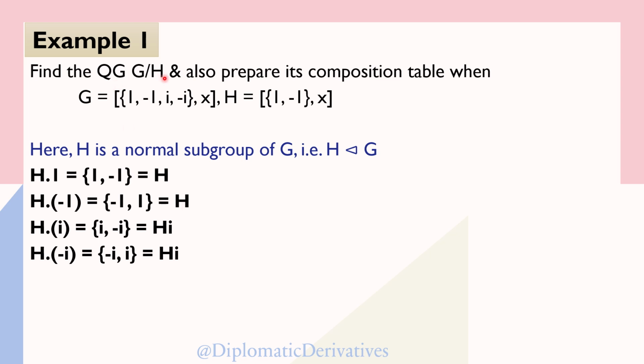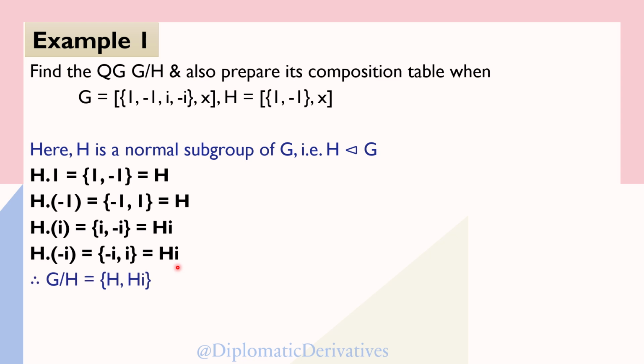Then you take iota. So iota into 1 is iota. Iota into minus 1 is minus iota. So you are getting H into iota, that is, you write this thing, right? Then you take minus iota. So you take H into minus iota, which will give you minus iota and iota, which is again similar to this. So this is also equal to H iota. So now you see that you have the 4 cosets. These 2 cosets are the same and these 2 cosets are the same, right? Therefore, what are the total cosets inside G by H?